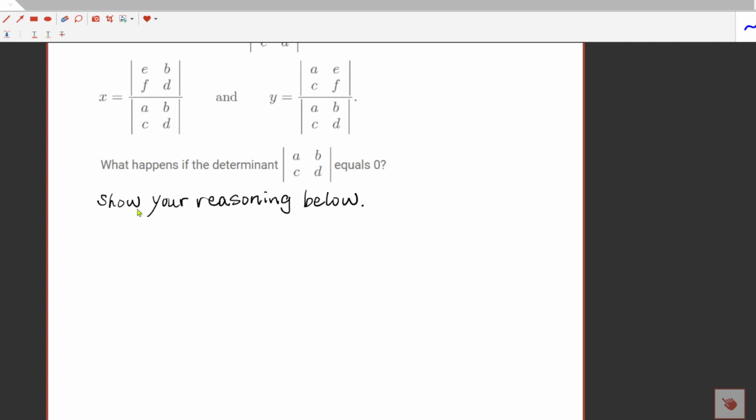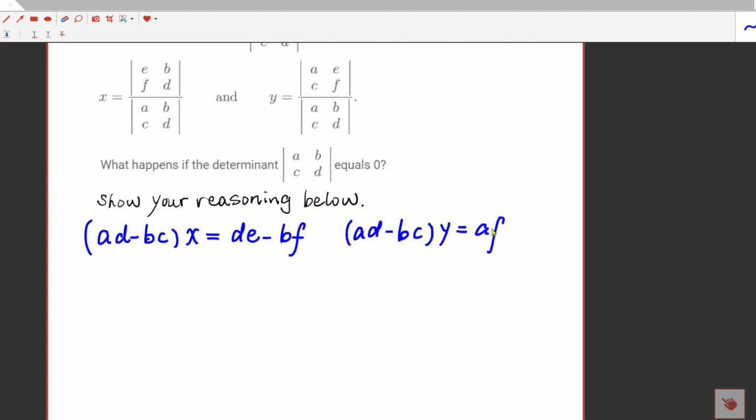So we know that ad minus bc times x, from our previous lesson, equals de minus bf, right? And we also know that ad minus bc times y equals af minus ce, right? If ad minus bc is not 0, then we can divide both sides by that to find x and y.